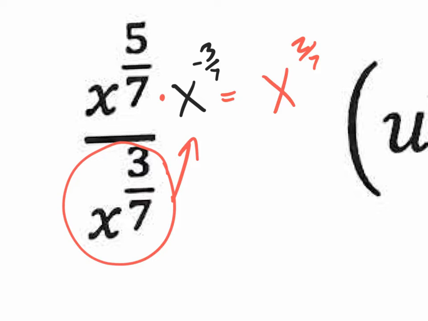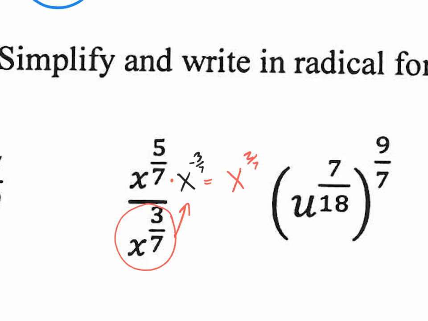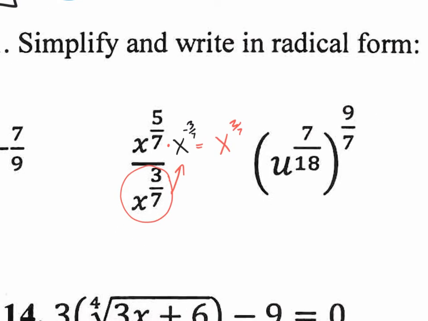Now, the other detail that we need to pay attention to is the instructions. A lot of us will put this correct answer, x to the 2/7, and not get full credit. Why would you not get full credit? Because it says radical form. This is an exponent, right? This is exponential form. They want radical form. So pay attention to the instructions. Radical form.